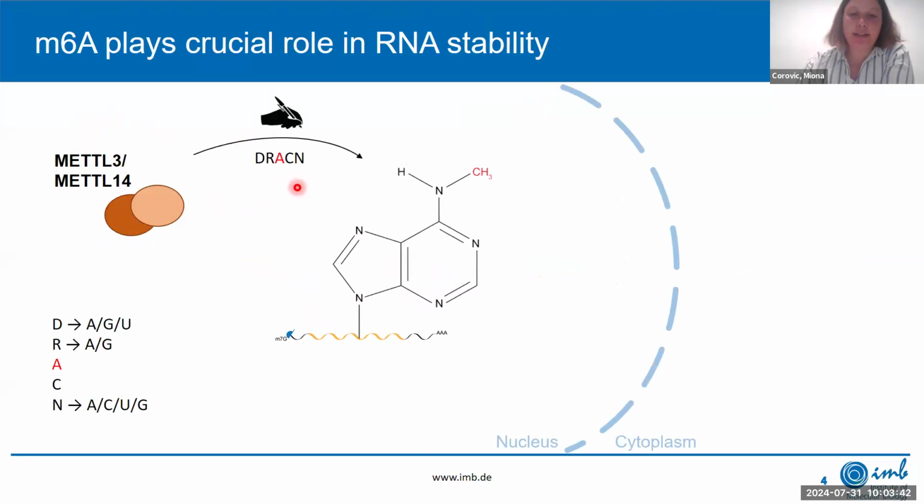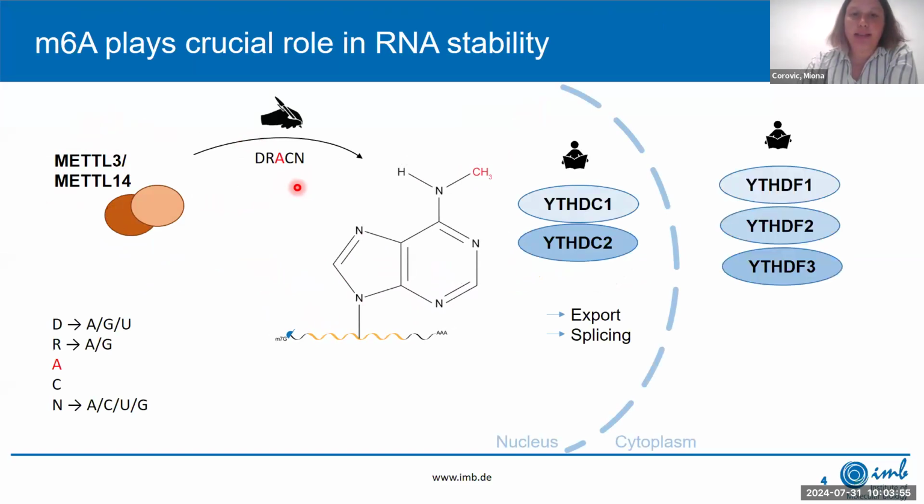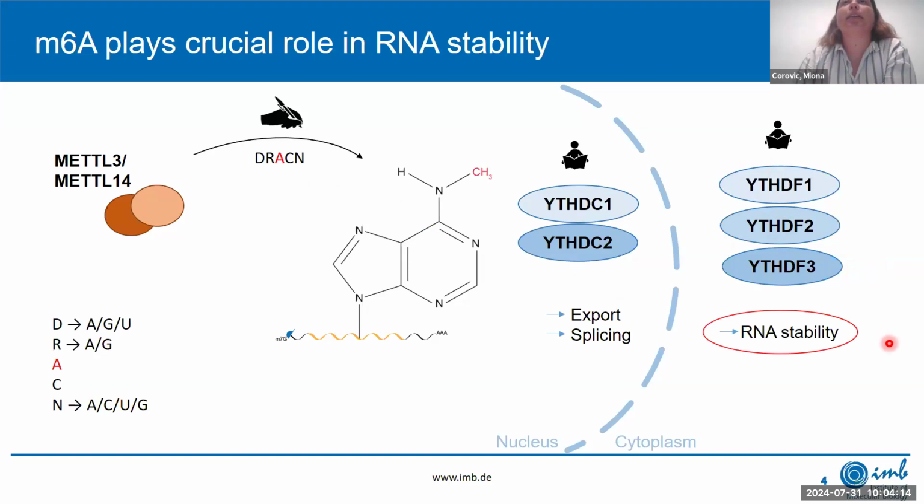It can be read either in the nucleus, where the predominant reader family are YTHDC proteins, and then it can have an impact on RNA export or splicing. And it can also be read in the cytoplasm, where the predominant reader family are the YTHDF readers. Once they read the M6A, they impact the stability. And RNA stability is exactly what we were interested in this project.